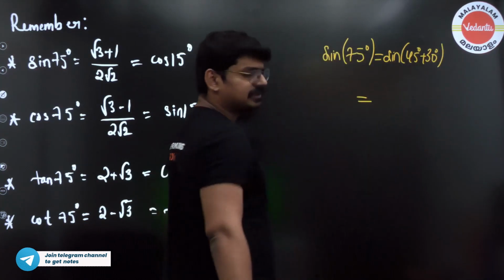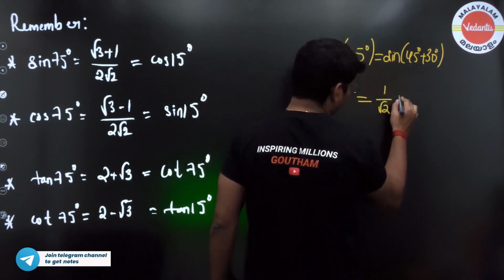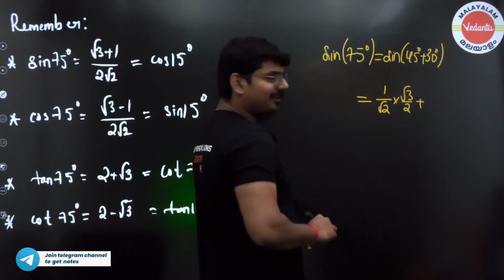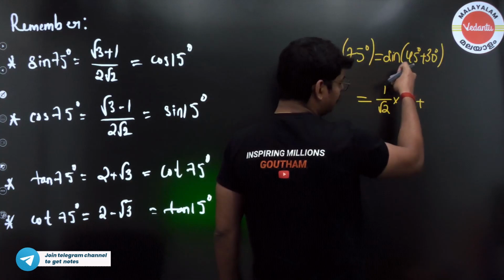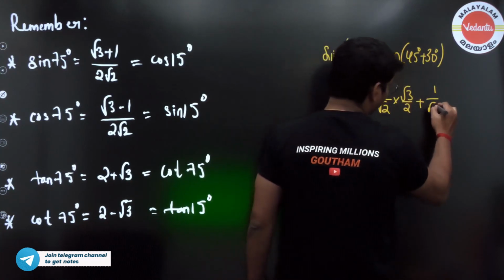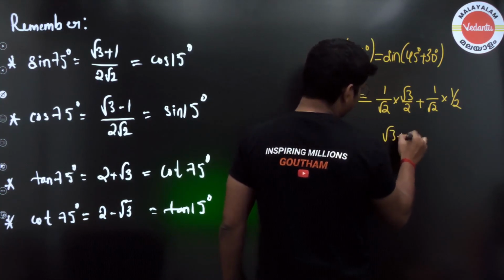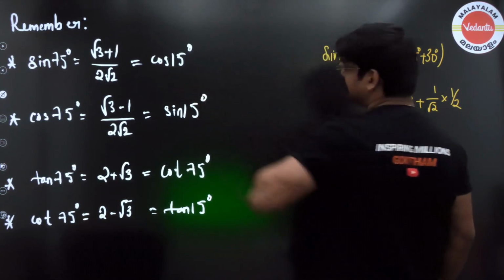Agreed? And what is sine of a plus b? Sin a cos b plus cos a sin b. So sin 45 is 1 by root 2, cos 30 is root 3 by 2, plus cos 45 is 1 by root 2 into sin 30, which is 1 by 2. So what you're going to get in this case is root 3 plus 1 divided by 2 root 2.